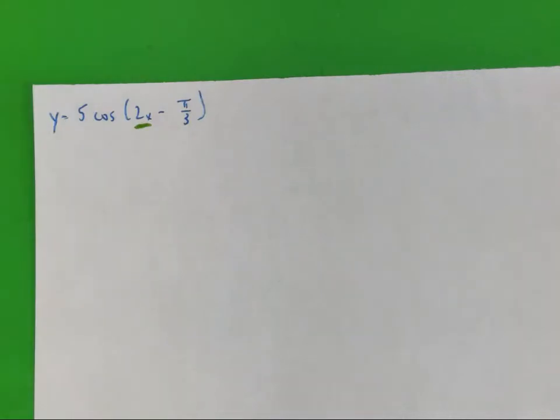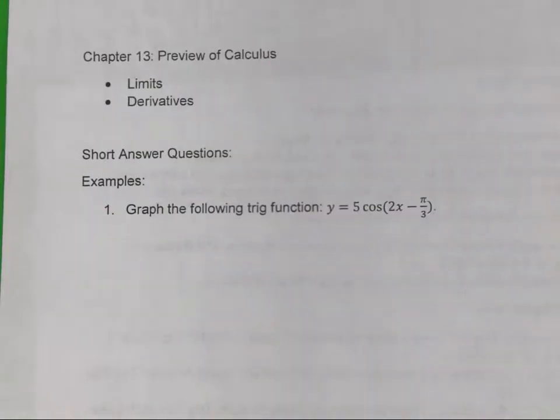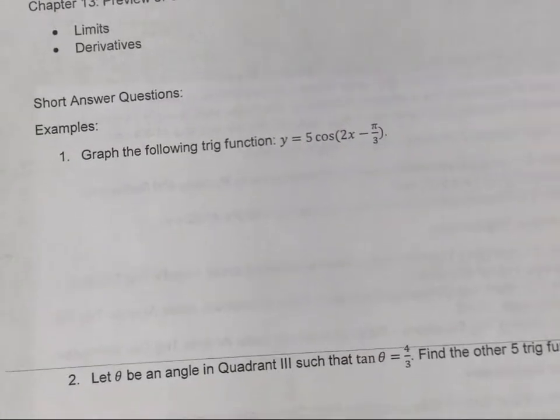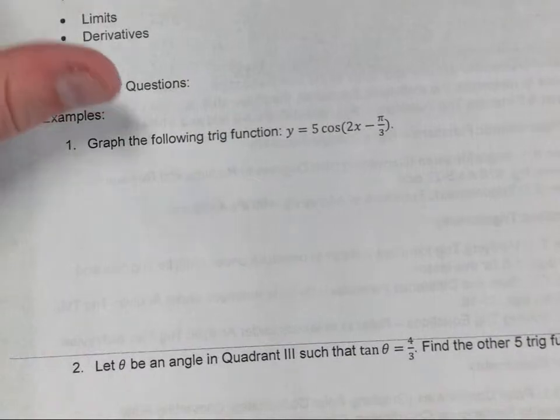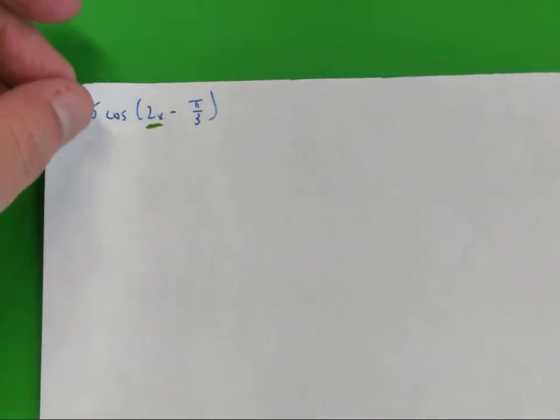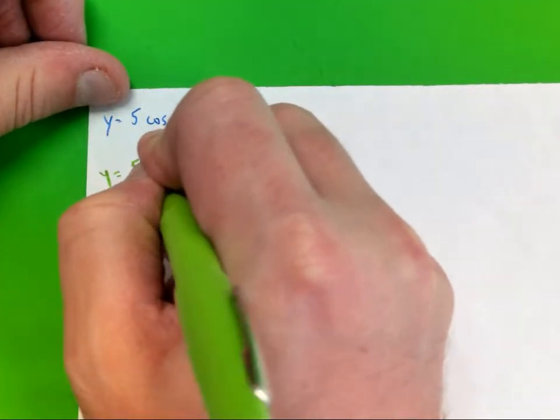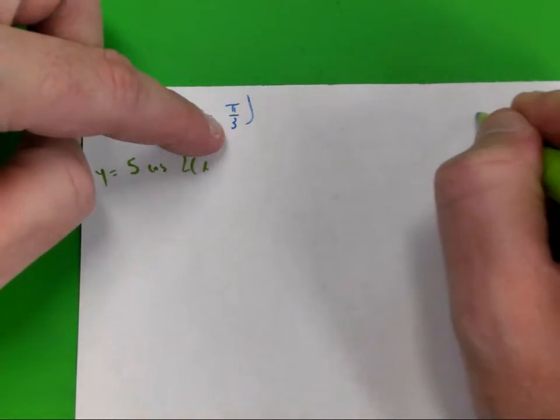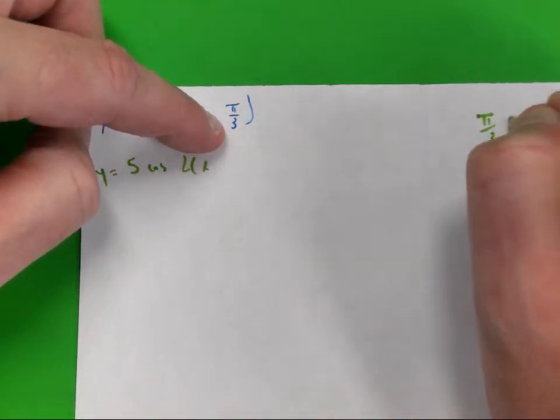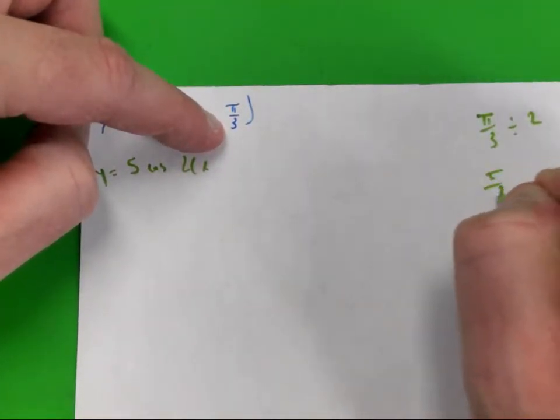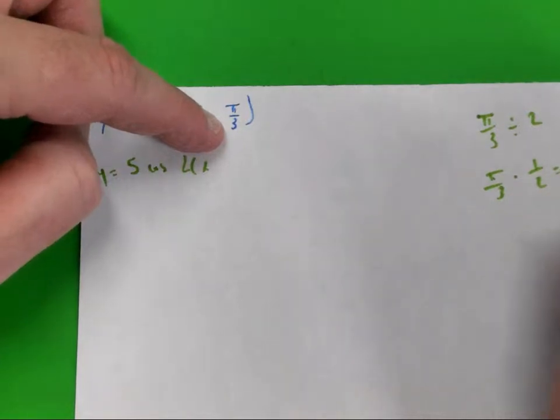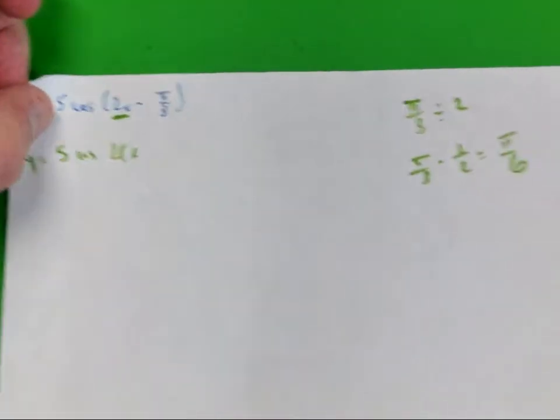Good morning. All right, so on number 1 here it says graph the following trig functions. So what is wrong with this picture right here? There's a 2, and what I'm going to do with that, you're going to factor out a 2. When you factor out a 2, guys, what operation is that? Division. So if you think about it, I'm going to say pi over 3 divided by 2. When I do that, that's going to be pi over 6 left in parentheses.